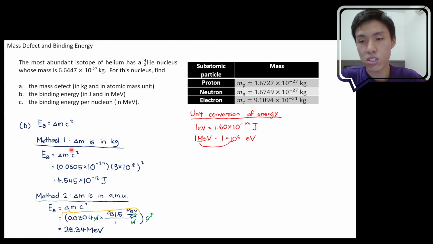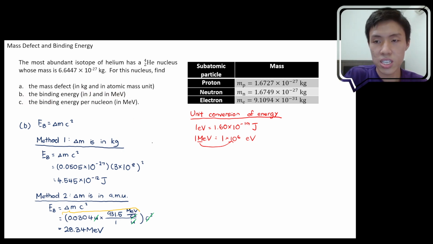So here there are two methods to determine your binding energy. It depends on what type of mass defect you have. If it's in kg, do it the traditional way: get the energy in SI unit, then from there convert to electron volt, and from there convert to mega electron volt. If your mass defect happens to be in atomic mass unit, convert it to MeV/c² first. Once you convert it to MeV/c², all the units will cancel out, leaving mega electron volt as the final unit. So these are two different ways to determine the binding energy, and we are able to obtain the two units that the question asked for.